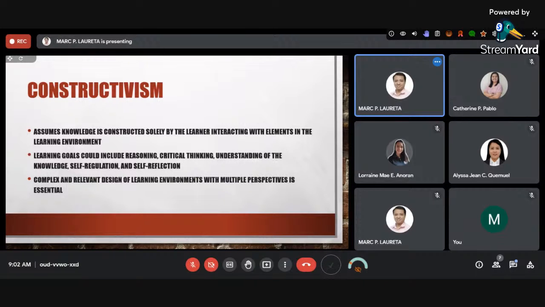Then, for constructivist learning to become effective, it is essential to design learning environments that are complex, that are relevant to learners' experience. They are meaningful to learners' experience and that cover multiple perspectives to enrich the learning experience. And of course, to facilitate the construction of reality by learners themselves. Okay.